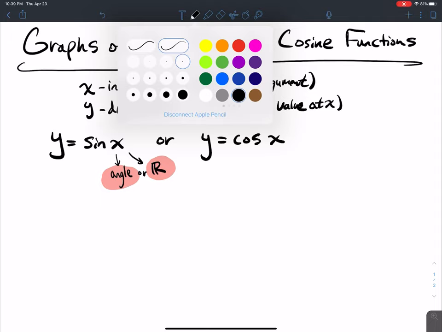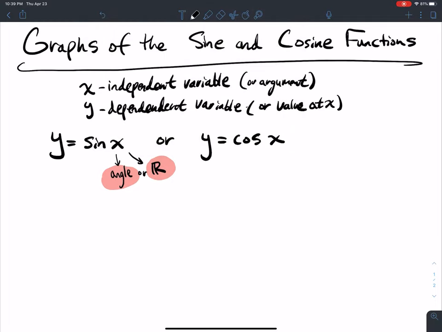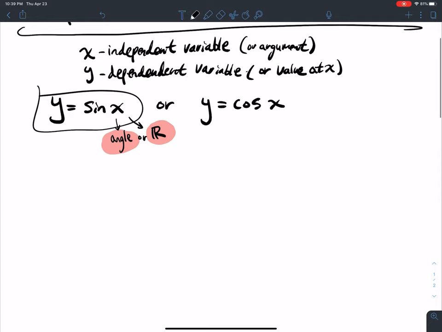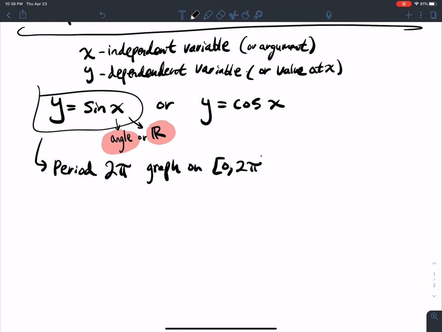Because the sine function has a period of 2π, let's focus on sine right now. What does that mean? After we go 2π out, the cycle repeats itself. So it's really only necessary to graph on the interval from 0 to 2π, because once we get to 2π, the cycle is going to repeat itself.